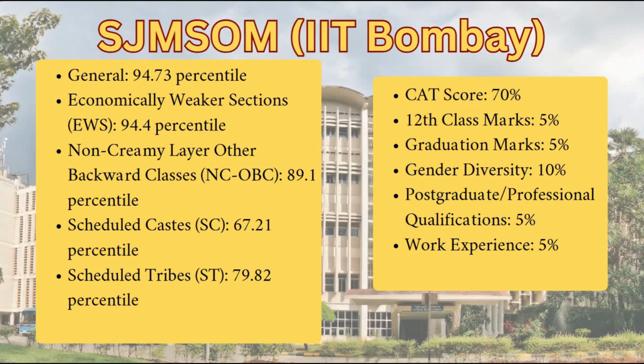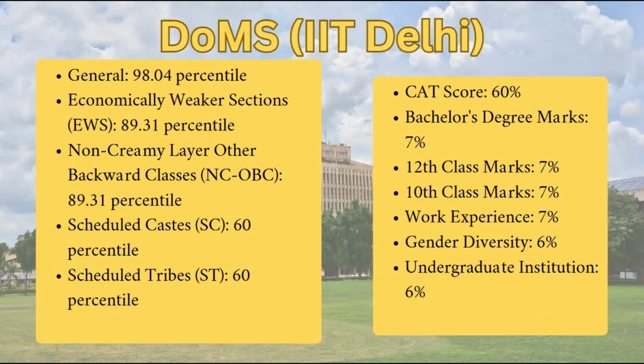Right. So talking about the selection process and weightage, 70% of your composite score is taken from the CAT score, 5% each from 12th marks, graduation marks, postgraduate or any professional qualifications, say for example CA, CS, etc. And 5% also from the work experience part. And if you are a female candidate, then you will be given 10 points for the gender diversity. Let's move further to discuss the criteria of IIT Delhi.